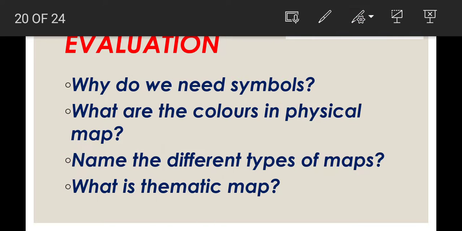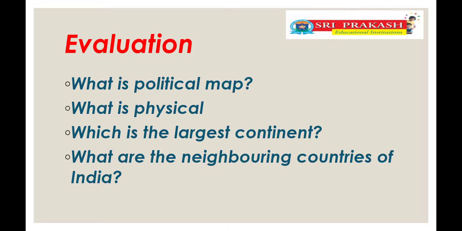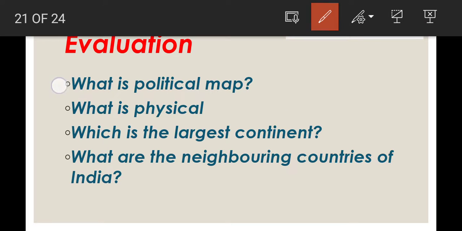Okay, children. And we still go with some other questions also. What is a political map, children? A political map is a map which describes the countries, continents, and boundaries. That is a political map. And what is a physical map, children? Can you say what a physical map is? A physical map is a map which describes the mountains, plains, plateaus, and water bodies. That is called a physical map.